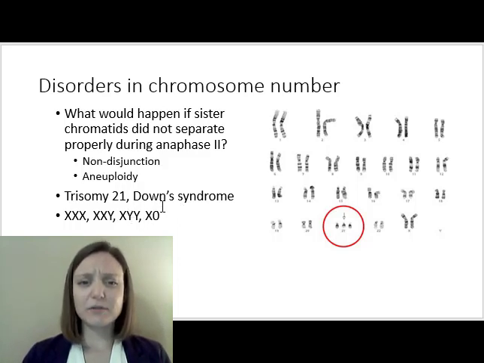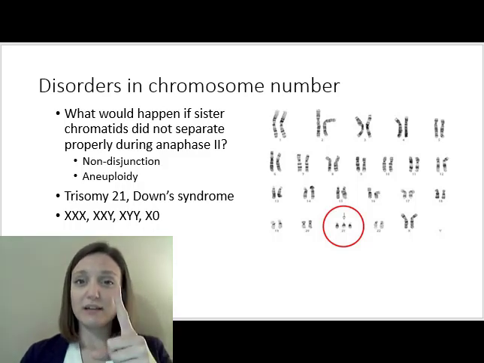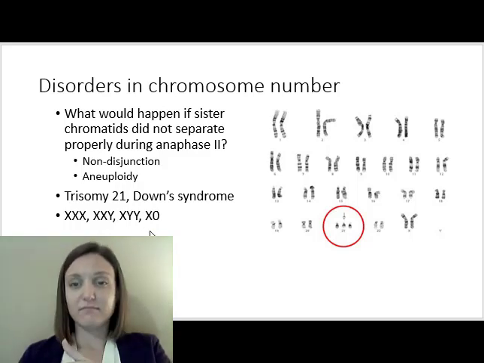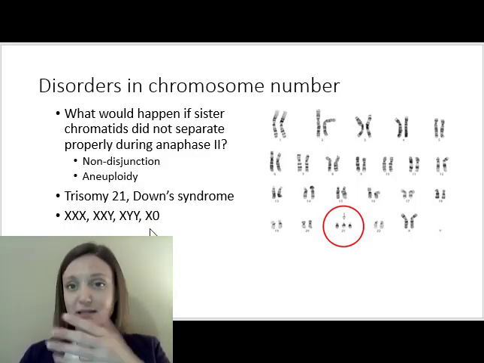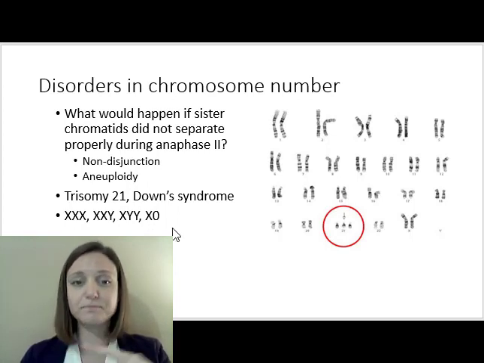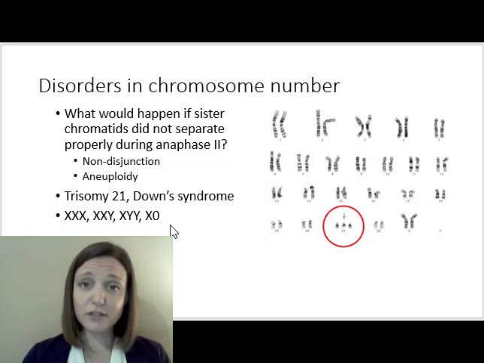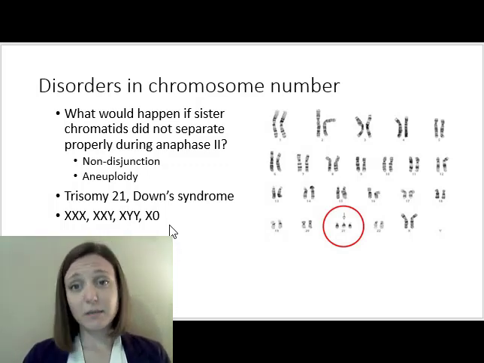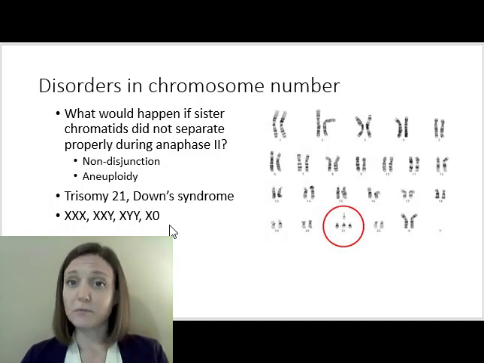And then lastly, XO, which means there's 1 X chromosome and nothing else. There's no other X, there's no Y, just one X chromosome. This is also called Turner syndrome, and individuals with Turner syndrome present as female. People exist with one X chromosome and no Y chromosome.